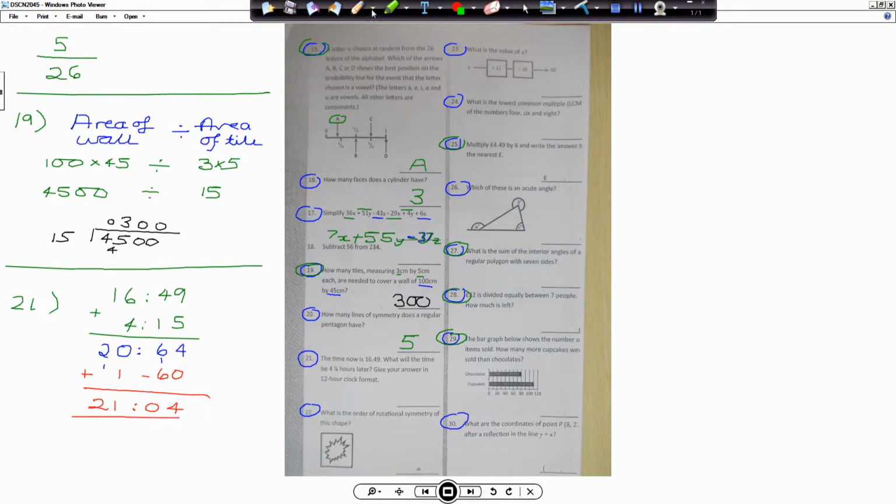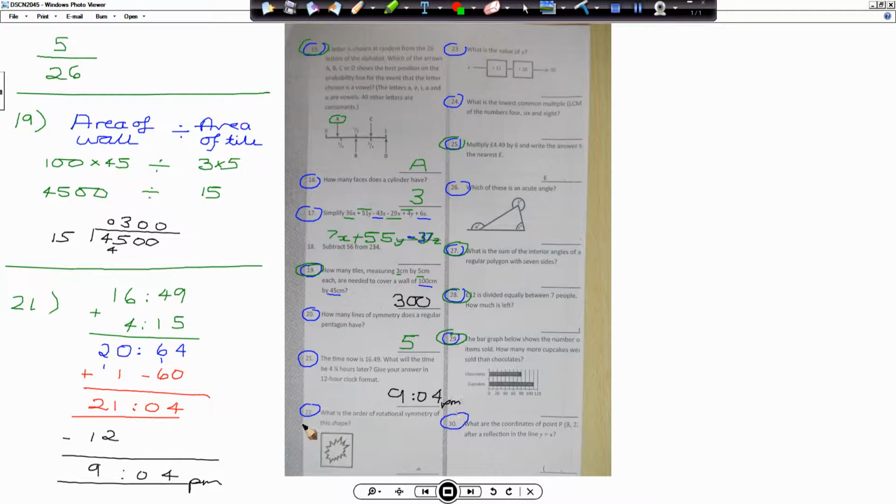We now need to adjust it towards 12-hour clock. So what do we do now? Final adjustment, minus 12 hours. So we have here now the 04 remains as 04. What is 21 minus 12? So 21 minus 12 will give us 9. So the final answer for this one here is 9:04 p.m.